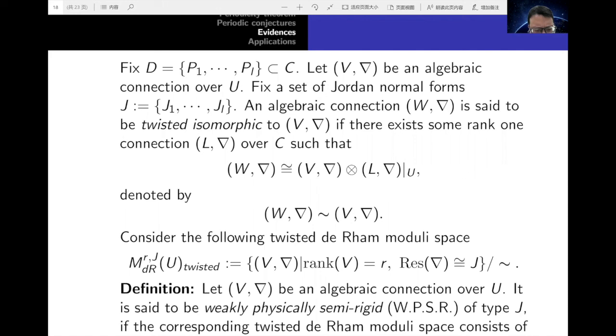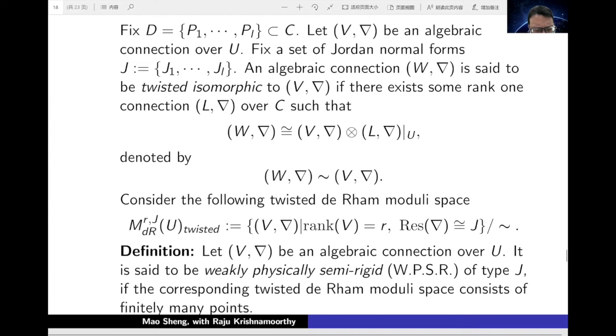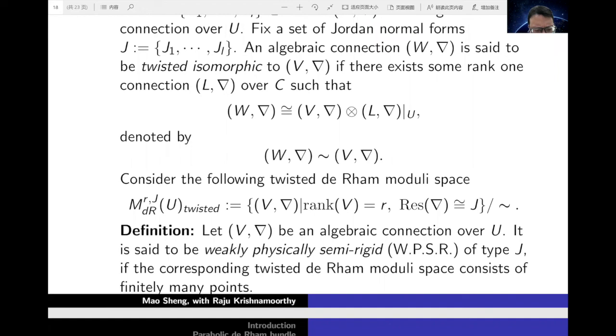We call an algebraic connection W twist isomorphic to V nabla if you have some rank one connection L over the compactification C such that W is isomorphic to V tensor L restricted to U, and we denote this equivalence. And with this we form the twisted Dirac moduli. It's just V nabla, we fix the rank, we fix the residue, and mod out these twisted isomorphisms.